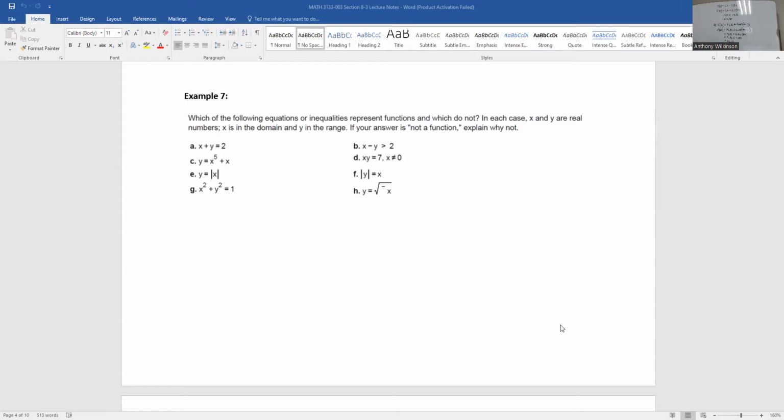All right, now let's take a look at part A. We got x plus y is equal to 2. Now, in this case, would that equation represent a function? So here we got x plus y is equal to 2.